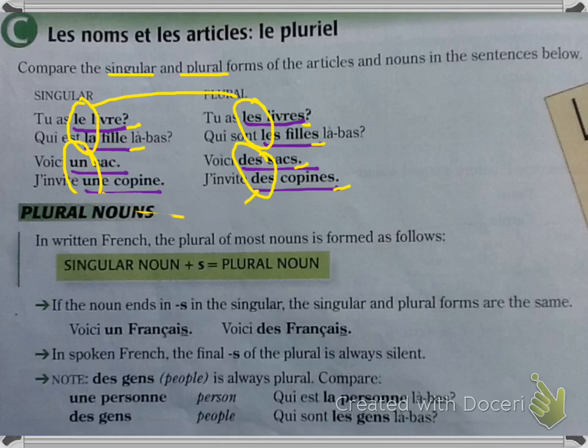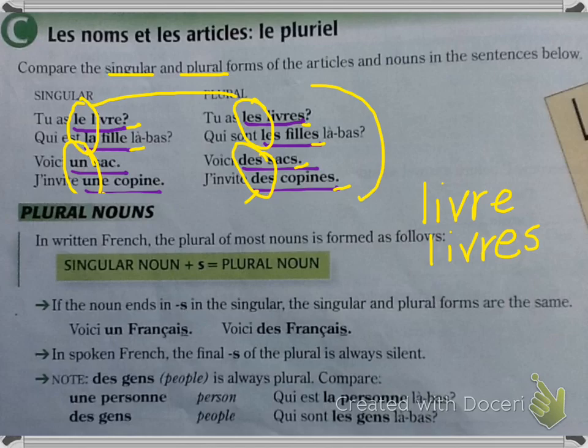So taking a look at our plural nouns. In written French, the plural of most nouns is formed as follows. We take the singular noun and we add an S. So that's what we saw with livre becoming livres with an S. Okay? All of these right here are examples of that.